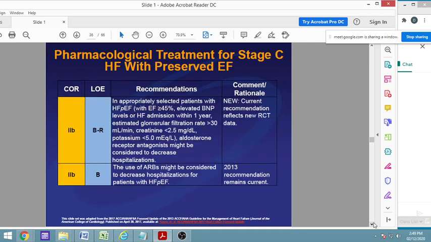We can go for it in appropriately selected patients with various conditions, and if there is an elevation of BNP, we have seen BNP is a very important marker, and in those cases we can go for an aldosterone receptor antagonist. They can be added to decrease hospitalization. The use of ARBs might be considered to decrease hospitalization for patients with HFpEF.